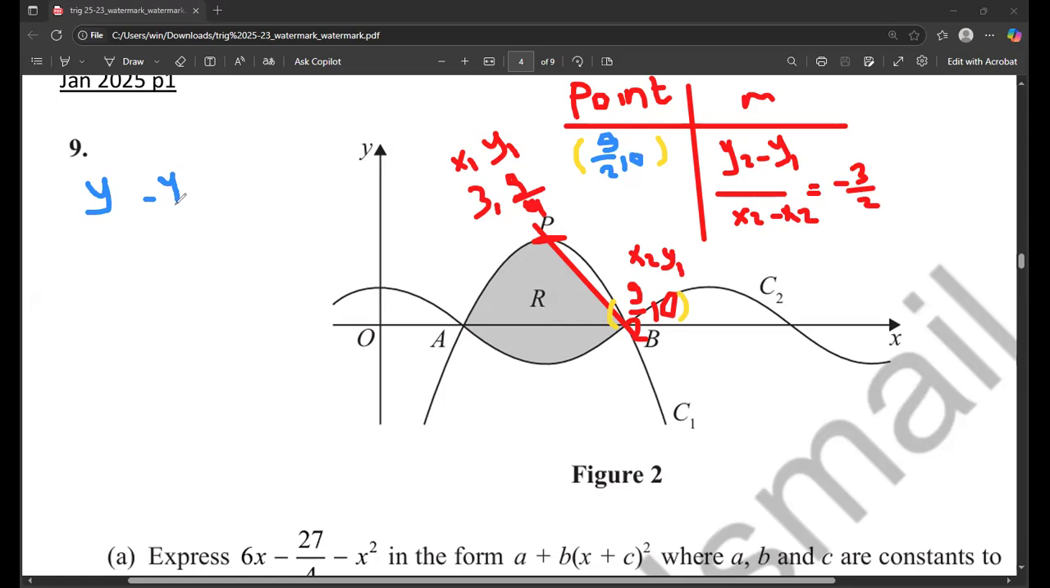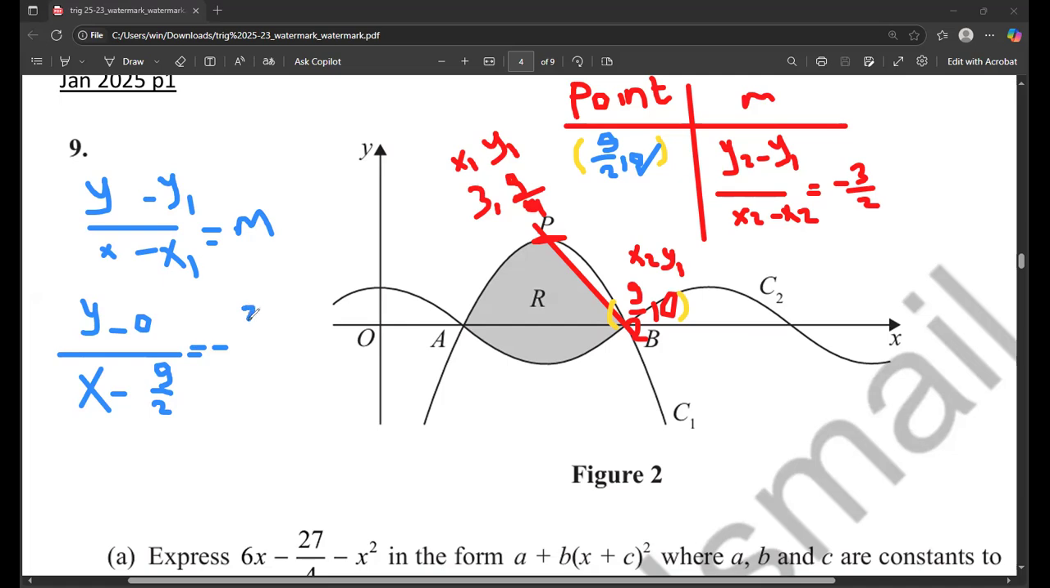So back to the rule: y minus y1 over x minus x1 equals the slope m. So y minus 0, and this is the point. And the x minus 9 over 2 will be equal to negative 3 over 2. By cross multiplication, the -3 you multiply by x. So -3x minus 9 times 3, 27, over 2 equals 2y minus 0.